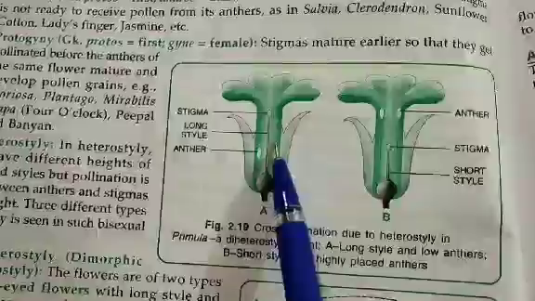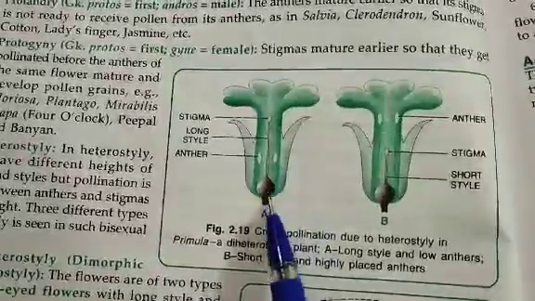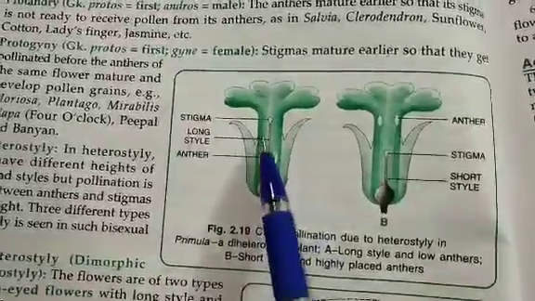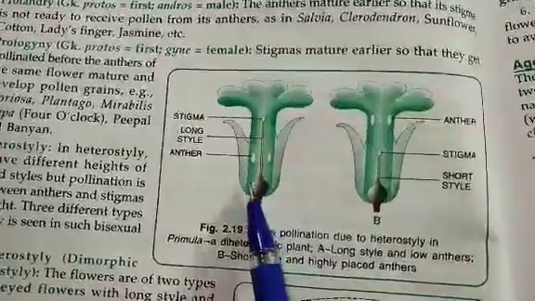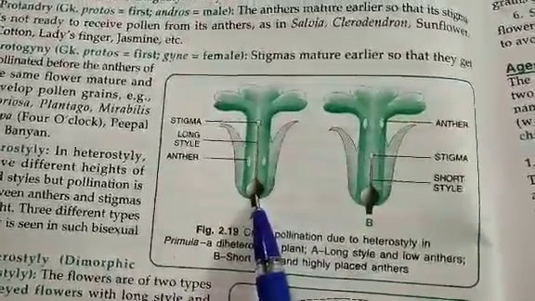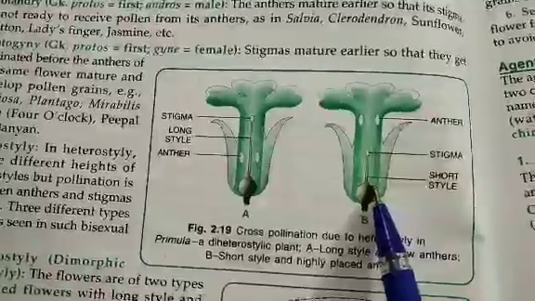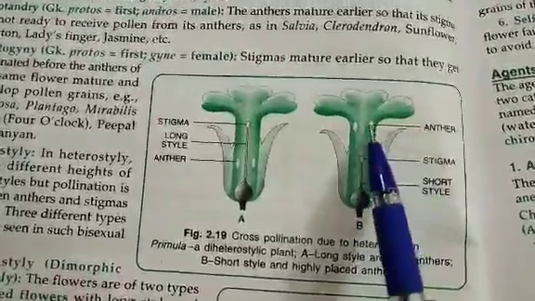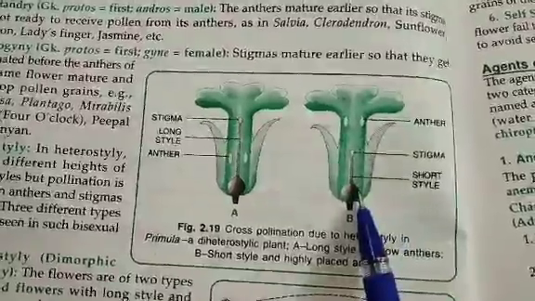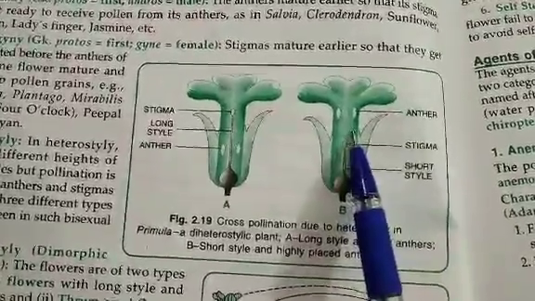This is the stigma, this is the style and this is the ovary part of this gynoecium. If the style is longer than the filaments of the anthers, it is called your pin-eyed flower. If the reverse occurs, the style is shorter and the filaments are taller or longer, then we call it your thumb-eyed flower.